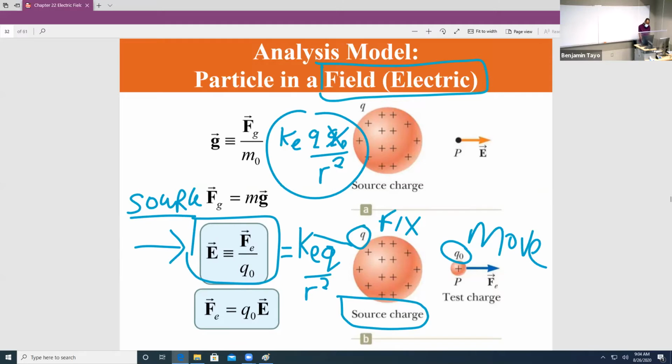Now, once we know what the electric field is, then I can say what the force produced on the test charge is, given by this equation. I hope that with a few examples, you're going to see how this applies. Now, let me go ahead and share a different screen here.